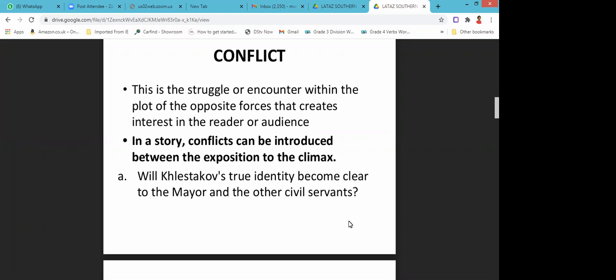For example, in The Government Inspector, Khlestakov's true identity, as he's introduced and makes that decision, becomes a conflict. Now, the question we have all throughout the story until he disappears from the stage or from the story, we keep on asking, will his true identity become clear to the mayor or the other civil servants?